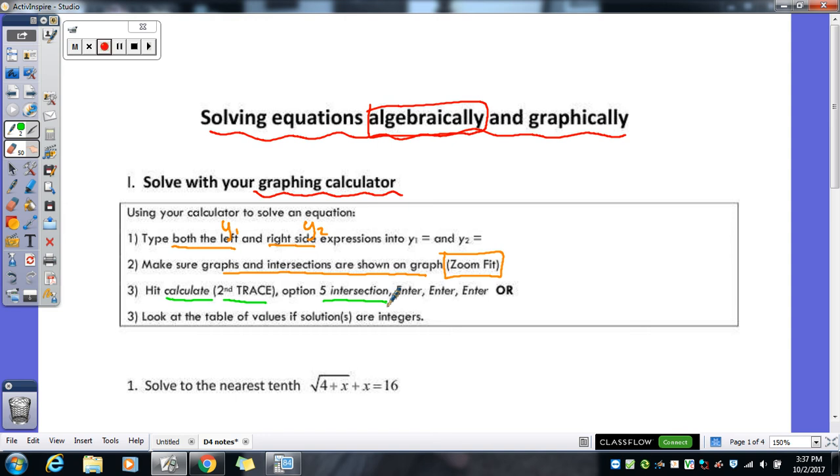Another way you could do it is you could look at your table of values if the solutions are integer values. If they're not integer values, then you're not going to be able to look at your table for that.